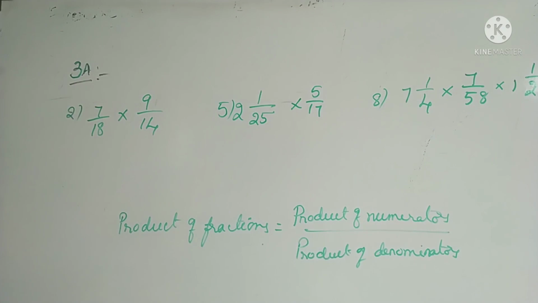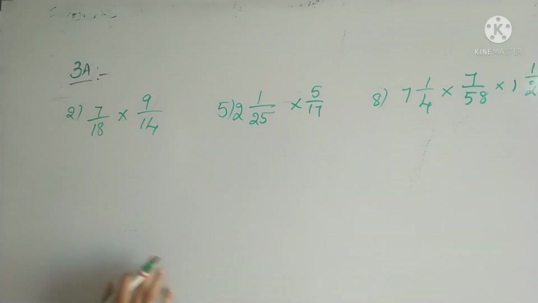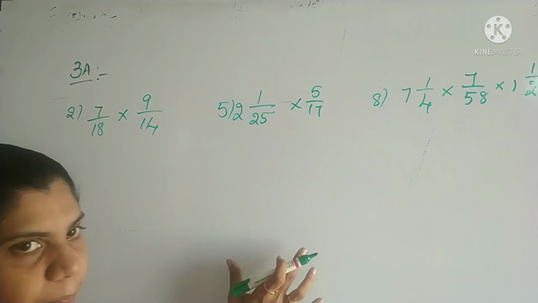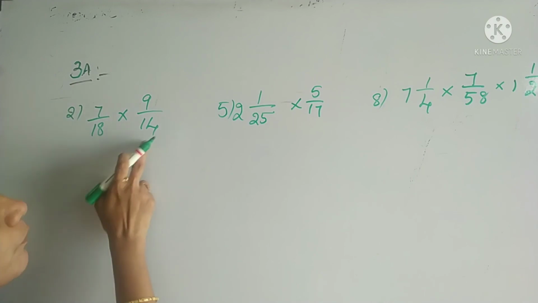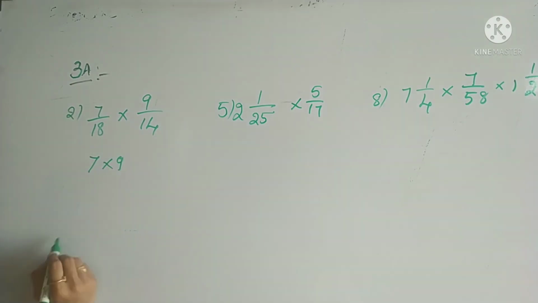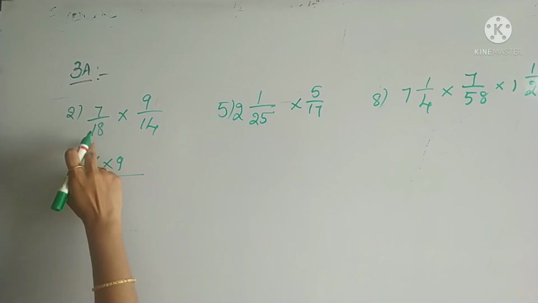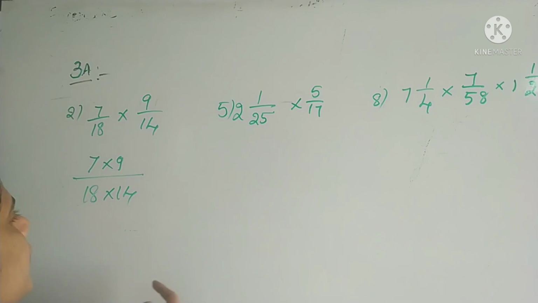See, some problems are there. So, 7 by 18 into 9 by 14. What we have learned according to this formula: product of fractions equals product of numerators over product of denominators. So I am writing the product of numerators, whole divided by the product of denominators. Now see, if any cancellation is possible here, you can do that.